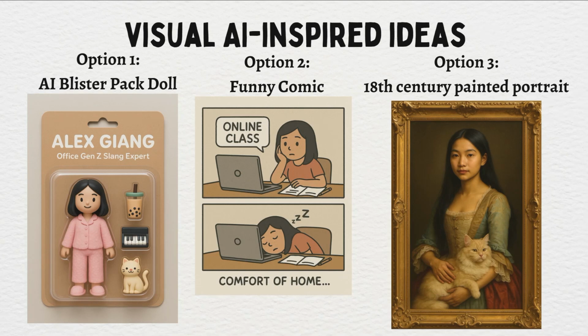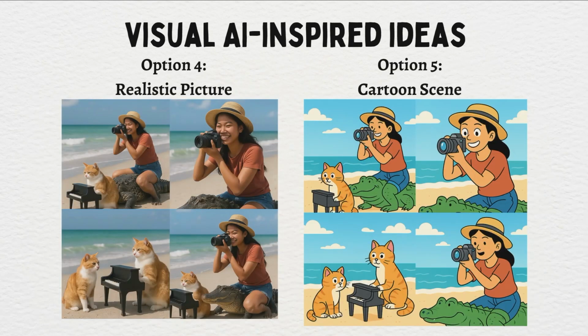Option 2 is a funny comic. Option 3 is an 18th century painted portrait. Option 4, we have a realistic picture collage generation. And option 5 is like the same thing except in a cartoon style. So let's get right into it.